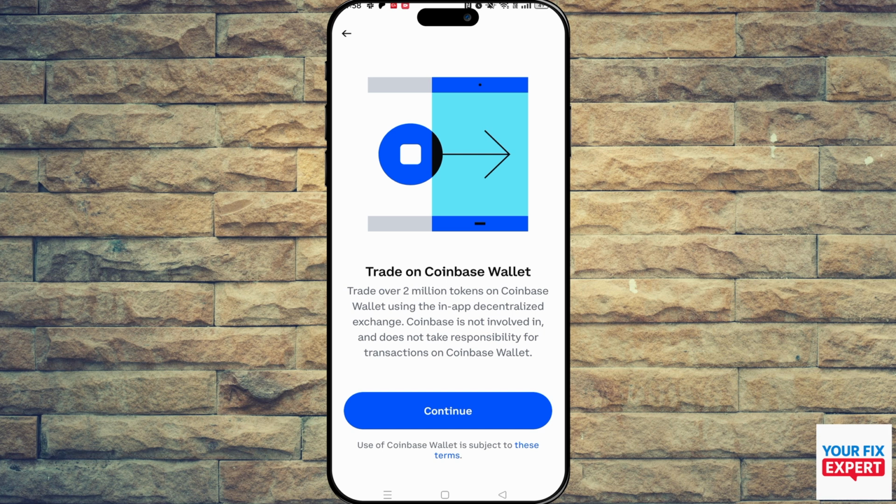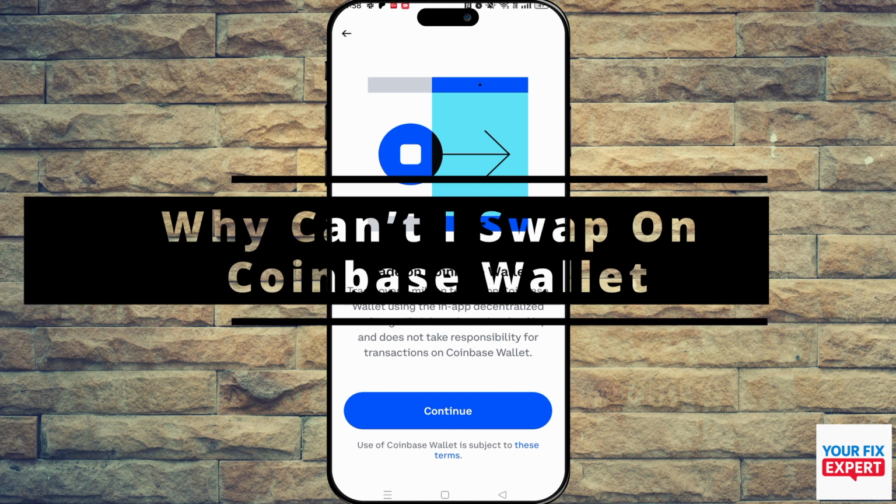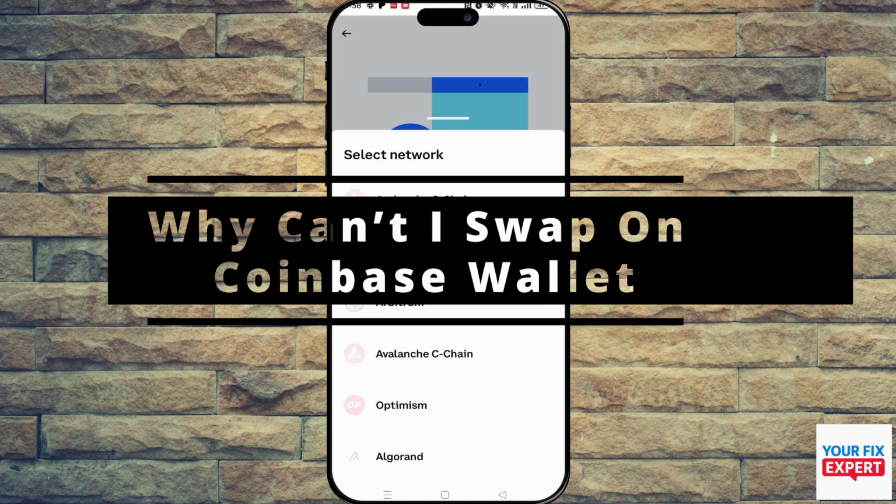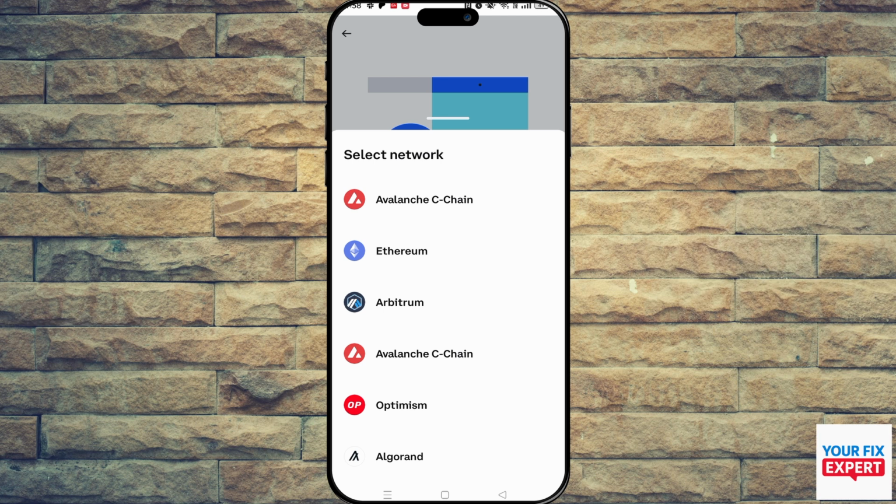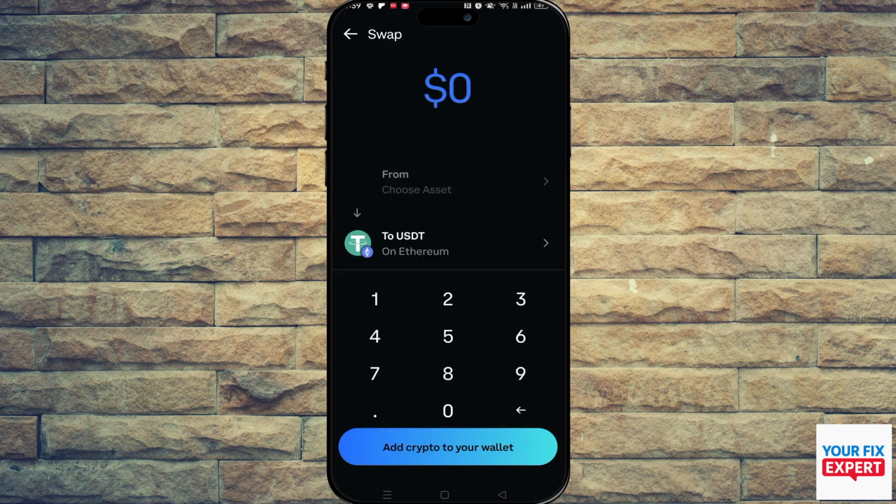The topic of today's video is why can't I swap on Coinbase Wallet? Now the problem with this question is there could be a myriad of different problems. For one, you might be trying to swap unsupported tokens or networks.